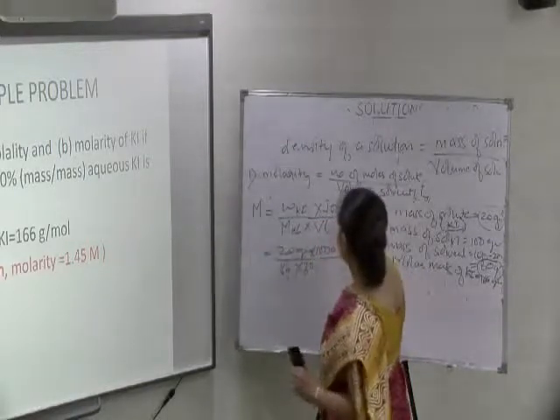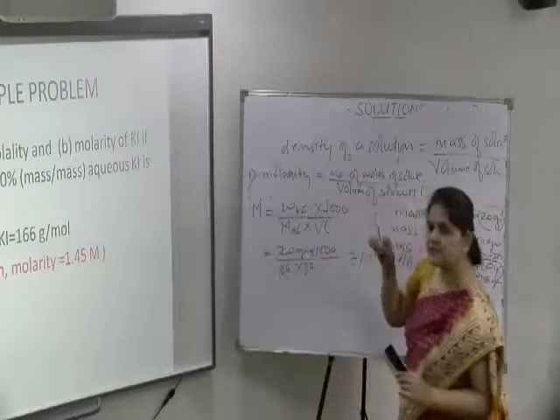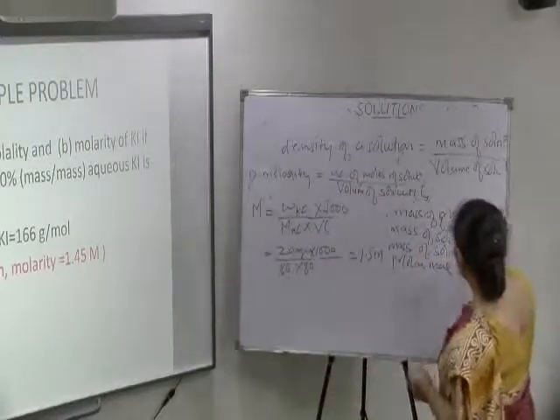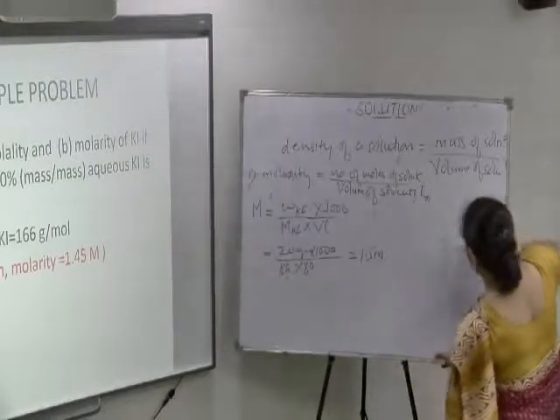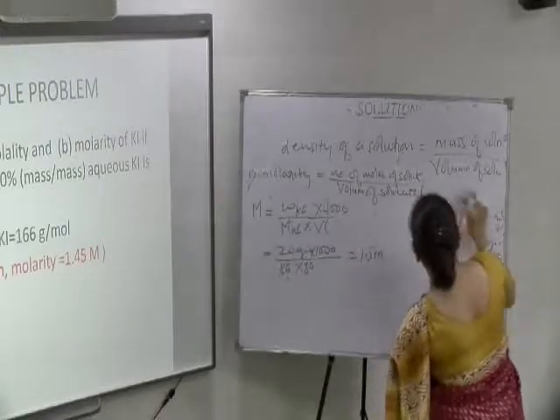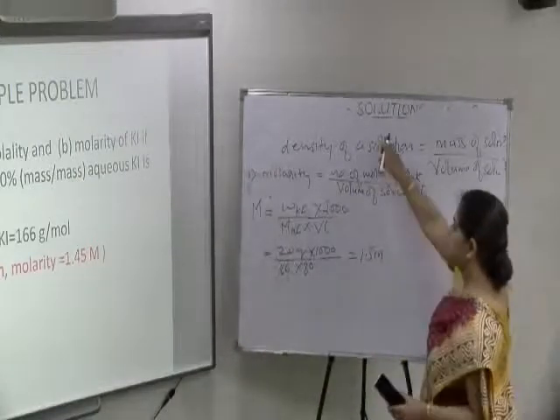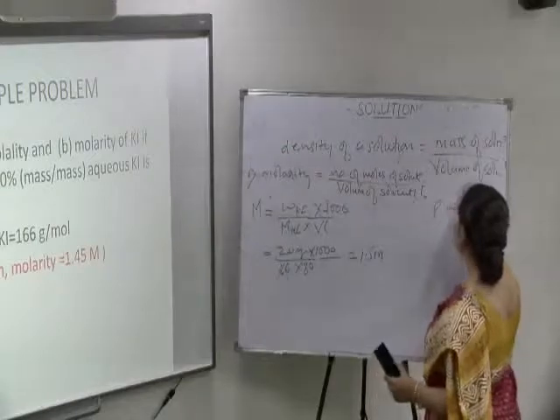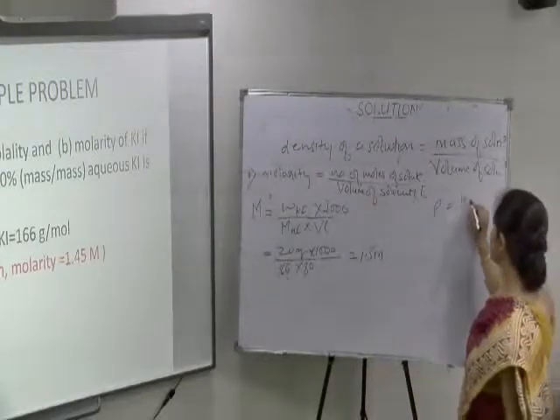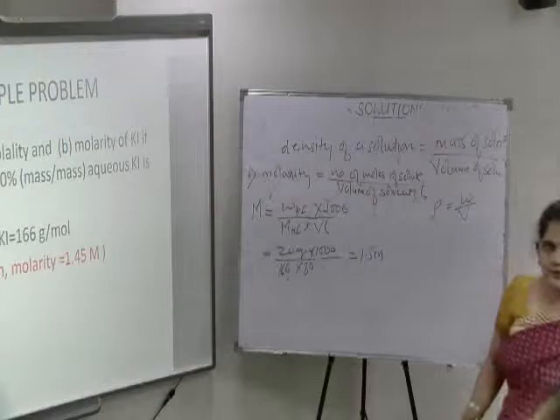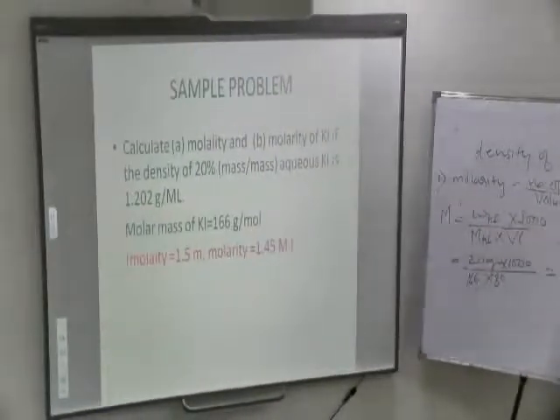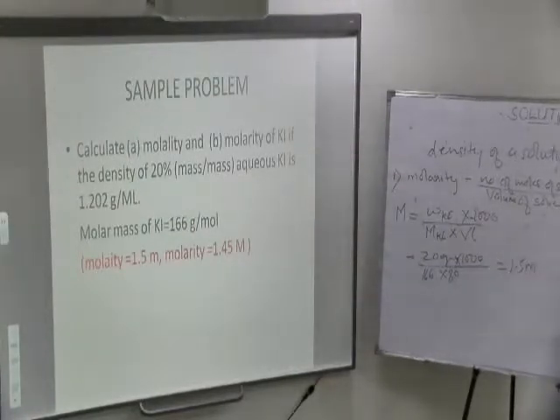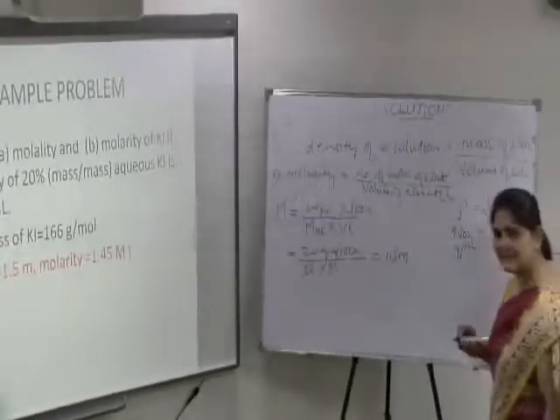The density given over here is in grams per ml. So if we calculate the volume of the solution using the density, we are going to get it in milliliters. We're going to use this formula: density is mass of the solution upon volume of solution. The density given is 1.202 gram per ml. See the unit, grams per milliliter.